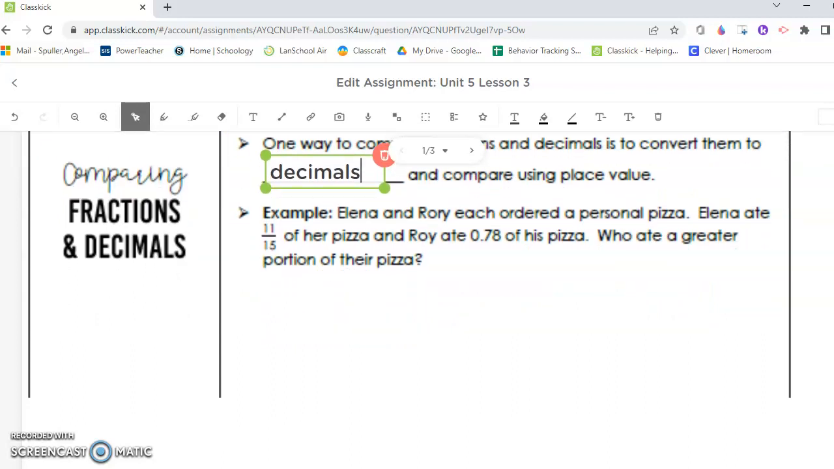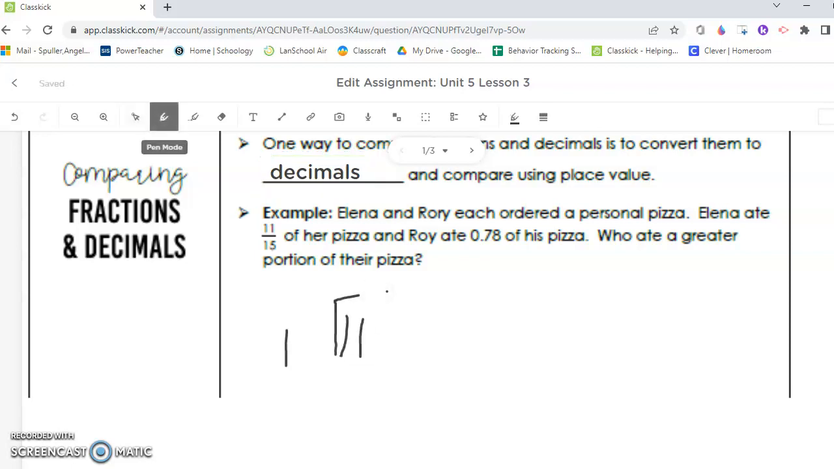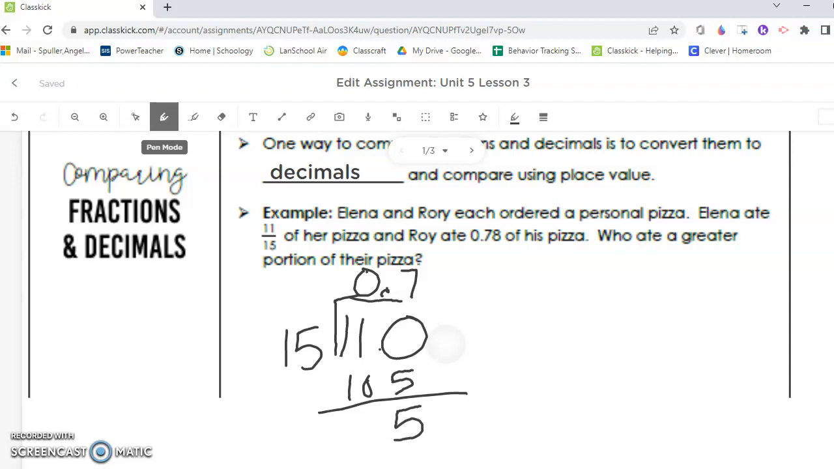Okay, so let's take 11 and divide it by 15. And my decimal can't go in there, so I'm going to put my decimal up. 15 can go into there, let's see, 15, 30, 45, 60, 75, 90, 105 would be 7. So 105, and that's going to give me 5 left over.